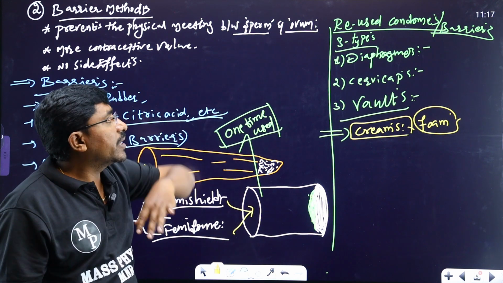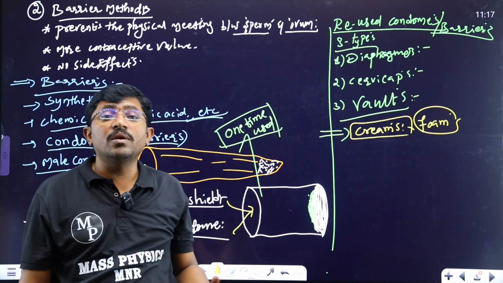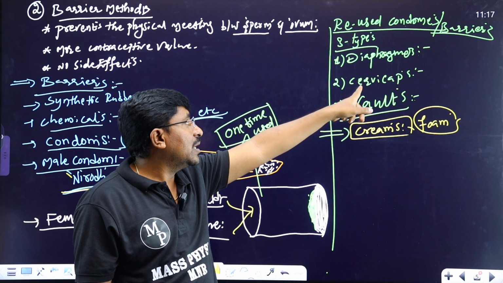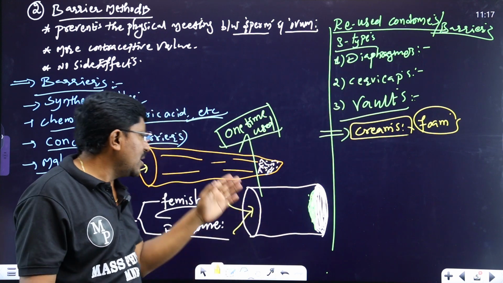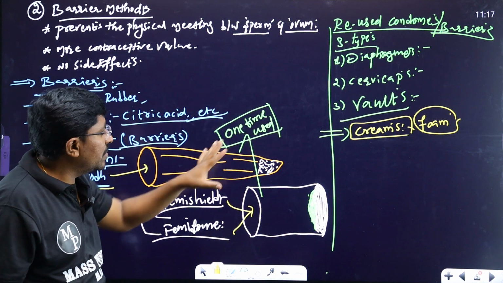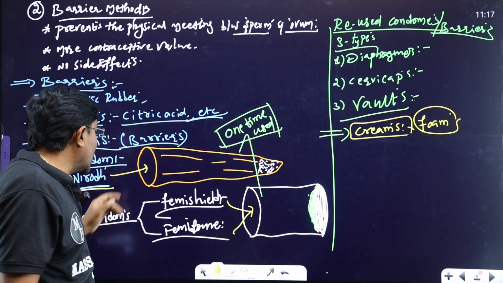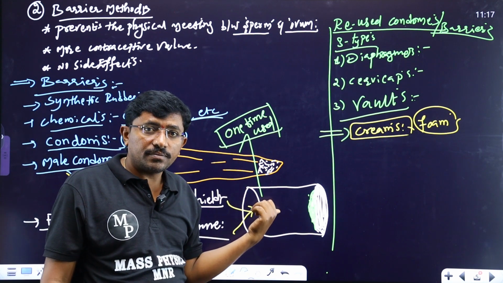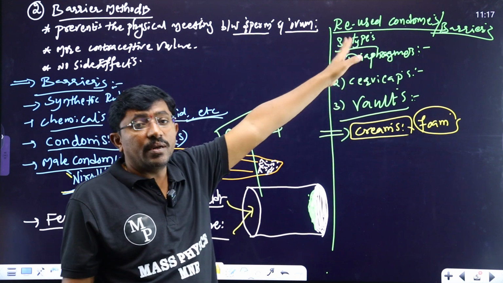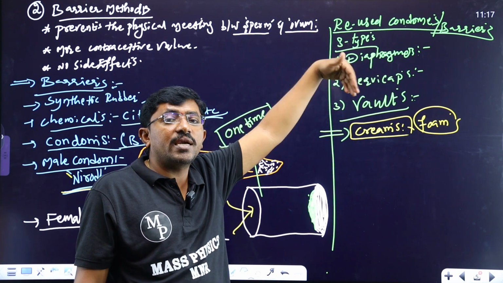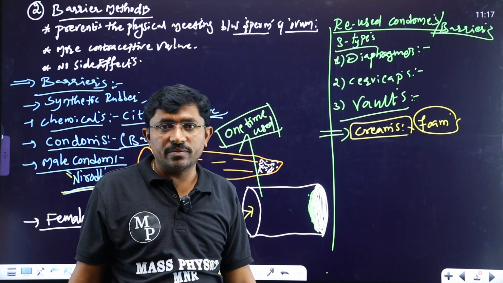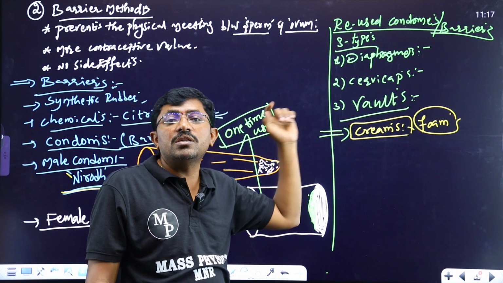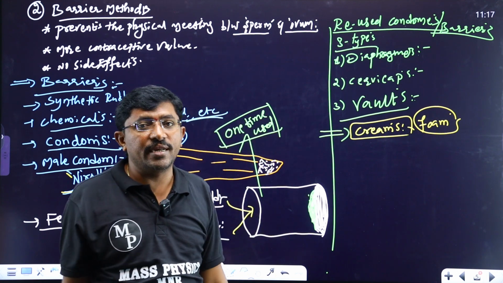Okay, and next, reusable barriers are also there. Reusable barrier methods are mainly three types: diaphragms, vaults, and cervical caps. These are also similar to this, but the male and female condoms, especially Nirod and Femishield, Femidome, are used only a single time. But these are reusable again and again. After completion of intercourse, wash it and use it the next time for the next intercourse. Especially couples use these reusable methods to delay the pregnancy.